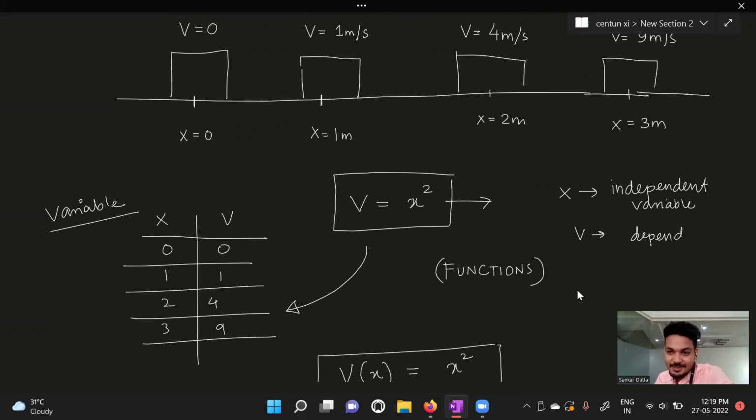Okay, so whatever I'm saying, just pause and repeat, you'll understand. It has similar words, but it's a very simple statement. This is the dependent variable, this is the independent variable. v is depending on x in this scenario. Okay, let's move forward.